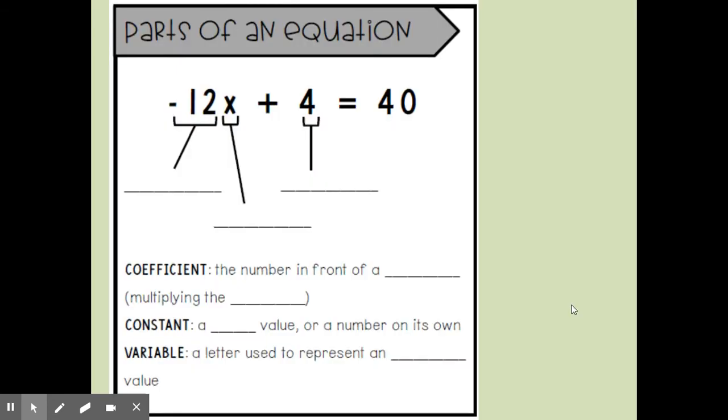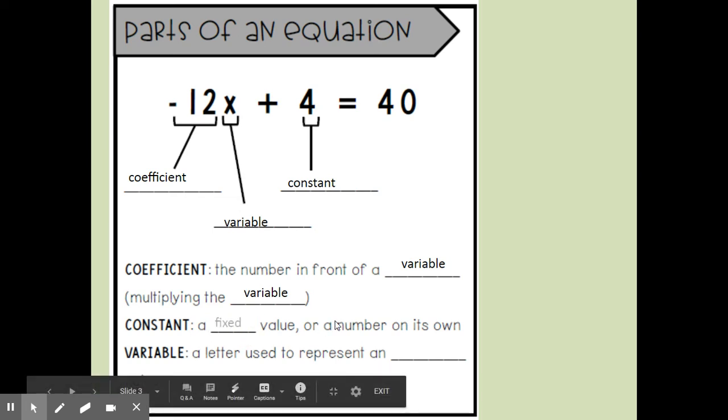And this is a little flashback from last week's lesson. So we have our negative 12. If we have a number in front of a letter, that means that's my coefficient. And then I have my x, which is my variable. I have my 4, it's called a constant, and my 40 is also a constant. So a coefficient is always in front of a variable, so in front of my letter, that means they're multiplying each other. So you have a number next to a letter, that means they're multiplying.